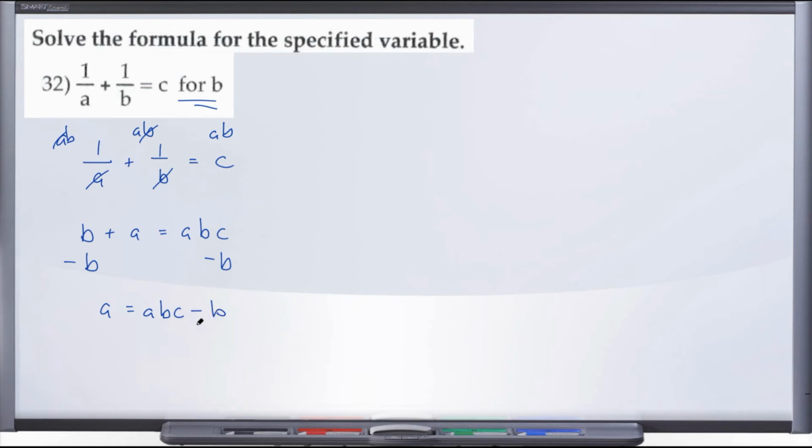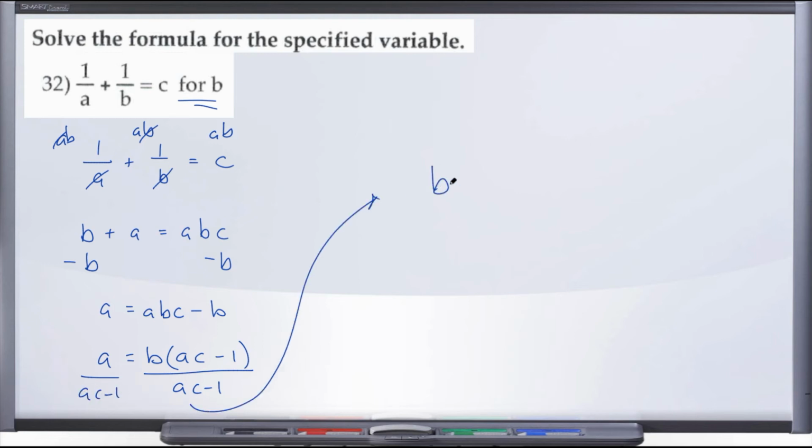And the reason you want to get your variable that you're solving for on the same side is because now look, B is what? Well, B is the GCF on the right, isn't it? So we can factor it out. So we can say B, factor it out, and what are we left with? AC minus 1. And if we're solving for B, we can go ahead and divide by AC minus 1, divide by AC minus 1, and that leaves us with B equals A over AC minus 1.